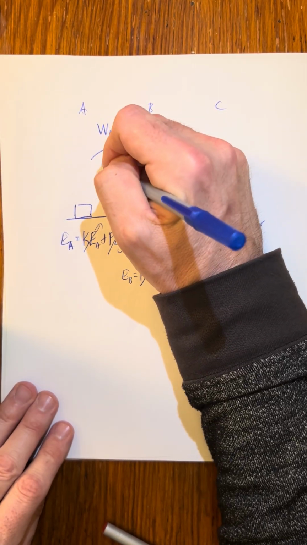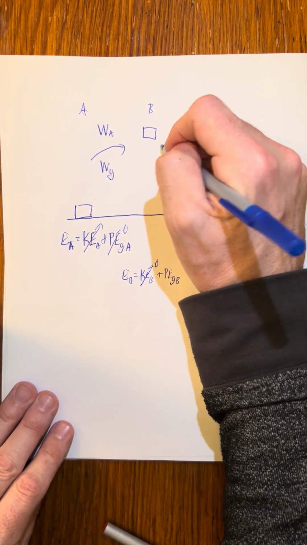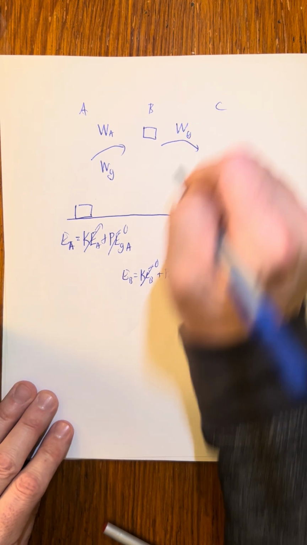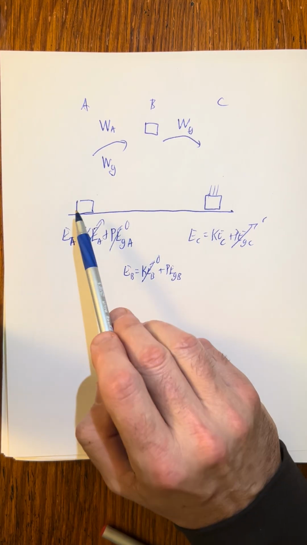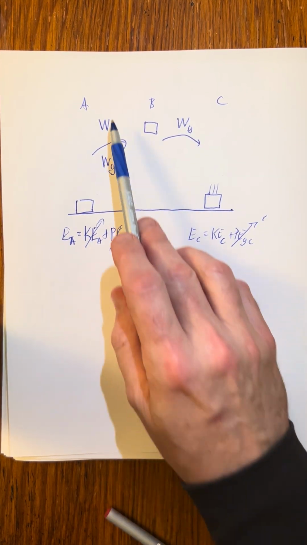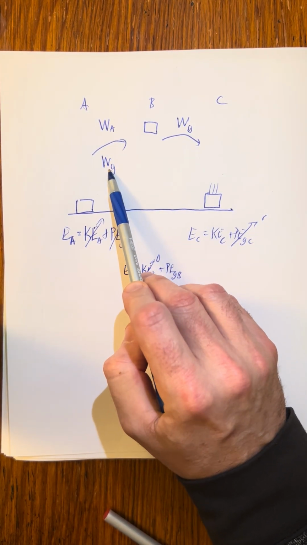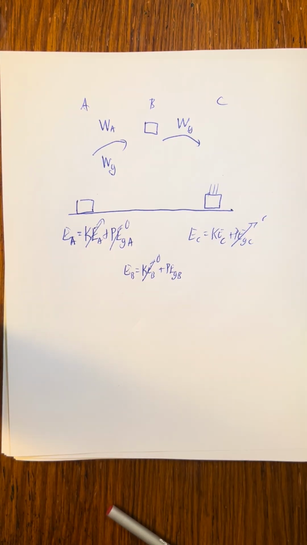So the important thing here is that going from A to B, the applied force did work and gravity did work. Going from B to C, only gravity did work. And so we're going to see another aspect of conservative versus non-conservative forces here as well. So going from A to B, I did work and gravity did work. Going from B to C, just gravity did work.